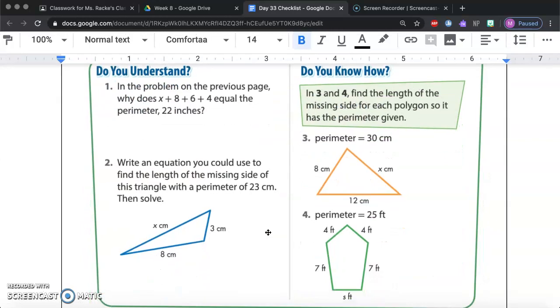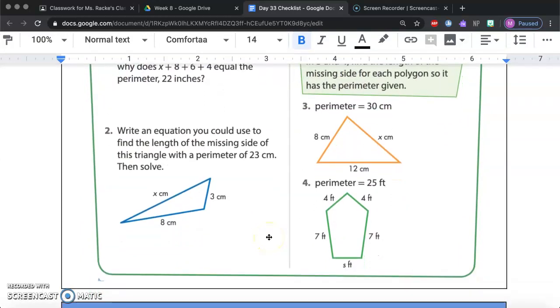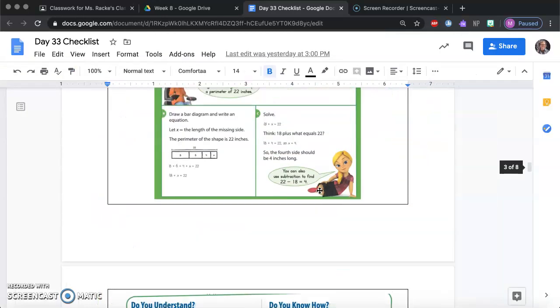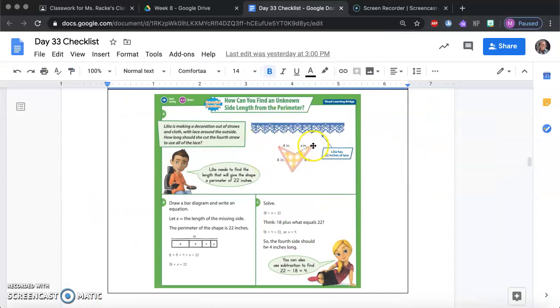All right, now we're going to look at 4 practice problems, and then you have some to work out on your own. All right, in this problem on the previous page, why does x plus 4 plus 6 plus 4 equal the perimeter, 22 inches? So let's look back there. So we know that this equals the perimeter because it is the distance, or if we were to add all these sides together, that will tell us the total perimeter.